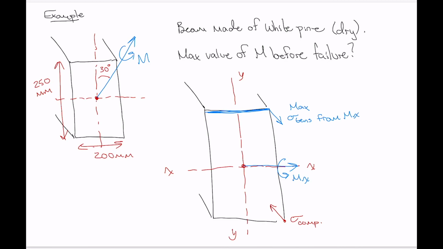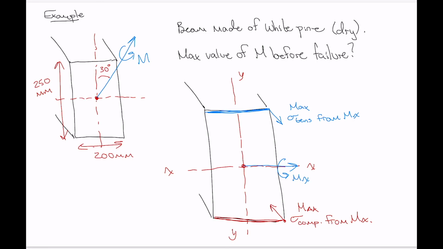And then again, the compressive stress will increase moving away from the neutral axis of bending downwards, so that the bottom edge here is experiencing maximum compressive stress from Mx. Okay. So if we're thinking about failure, we obviously want to think about where stress is maximum. So that's why we're doing this.